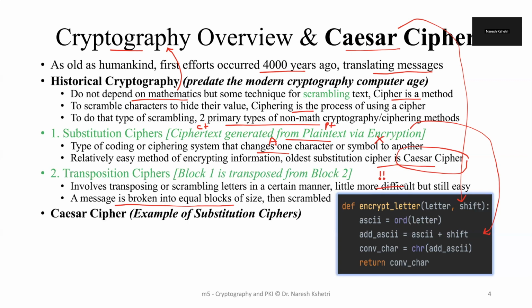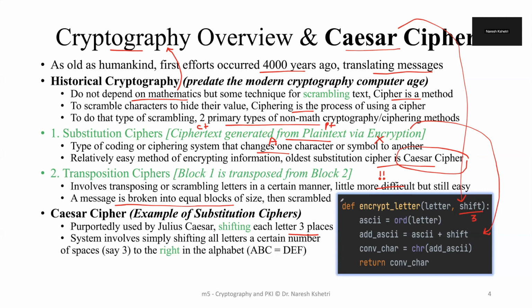Let's go to the Caesar Cipher. It's an example of the substitution cipher, one of the oldest, purported to be used by Julius Caesar, who shifted each letter by 3 places. So here we have a shift value that we put as 3 by default. You can change it to another value if you want. It simply involves shifting all letters a certain number of spaces, say 3, to the right in the alphabet. So A goes to D, B goes to E, and C goes to F, and so on. We turn A's in the message into D, B's into E, and so on. So we will see how that is exactly implemented.